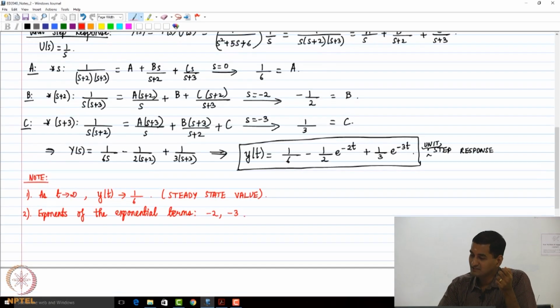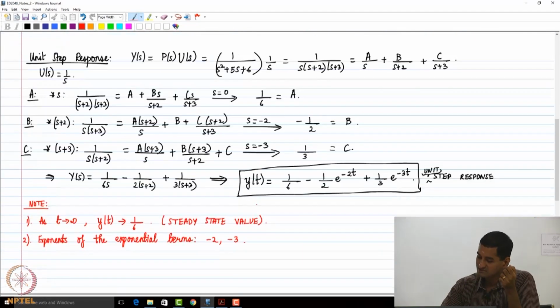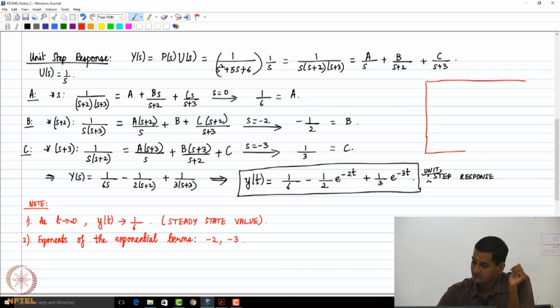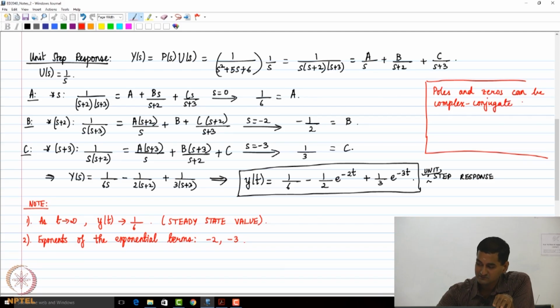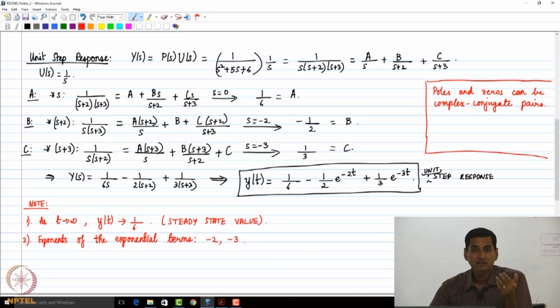But in general, poles and zeros, let me write it as an aside here, can be complex conjugate pairs. We could also have complex conjugate poles and zeros. Why should they? Can I have complex numbers as poles and zeros? Yes, I can, but I need to also have the conjugate as a pole, right? Because we are dealing with real polynomials.